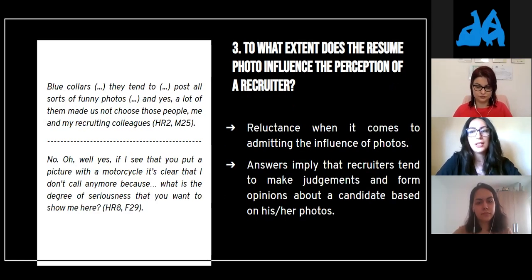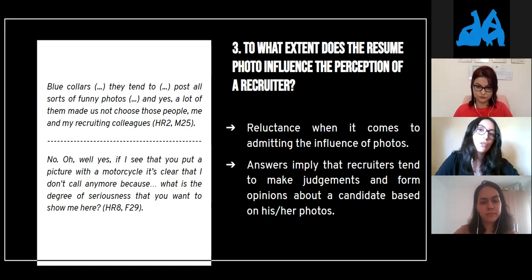Regarding our third objective, although I previously said that they admit that they tend to be biased, there's a reluctance in admitting the influence of the photos on them. Also, the answers imply that recruiters tend to make judgments and form opinions about a candidate based on his or her photos. For example, we have a quote from an HR specialist: they tend to post all sorts of funny photos, and yes, a lot of them made us not choose those people.